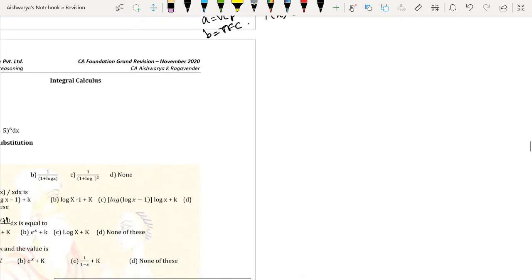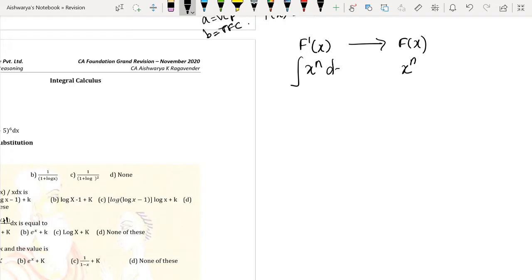So what all formulas you can have: f dash of x will be given to you, and you have to come back to f of x. Okay, in differentiation you had f of x and you came to f dash of x. In integration you will have the other way around. That is, you will have x power n. The integration of this will be given with an integral symbol and there will be a dx because you are integrating with respect to x.